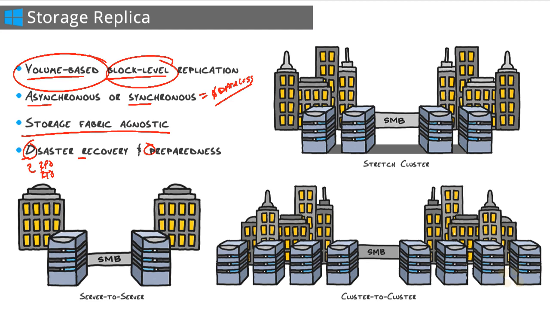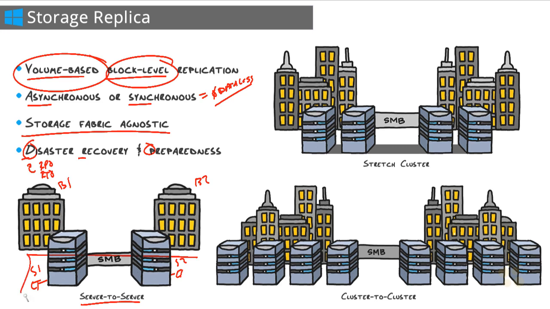Now, Storage Replica supports three primary scenarios: server-to-server, cluster-to-cluster, and stretch cluster. There's also a fourth one, server-to-self, which I'll mention here in a bit. Let's start with server-to-server. Let's say that we have building one. In building one, we have server one, and we have a volume that we want protected. So if building one ever loses power, we can quickly get up and running over here in building two because we have a copy of that data over here on server 2. So server-to-server replication supports both asynchronous and synchronous replication. The default is synchronous, and it's the only scenario that supports local storage as well as directly attached storage and storage spaces.